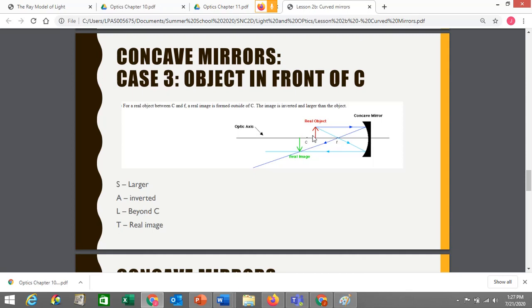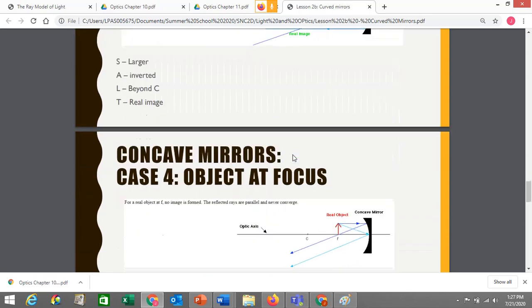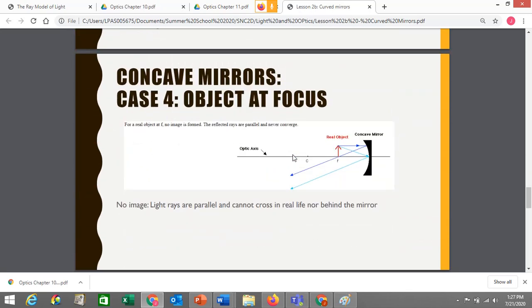So you'll notice that this image is definitely now larger than the real object. It's still inverted. It's beyond C, so it's headed more to the left, and it is a real image again. The light rays actually do cross. Only a couple more cases.